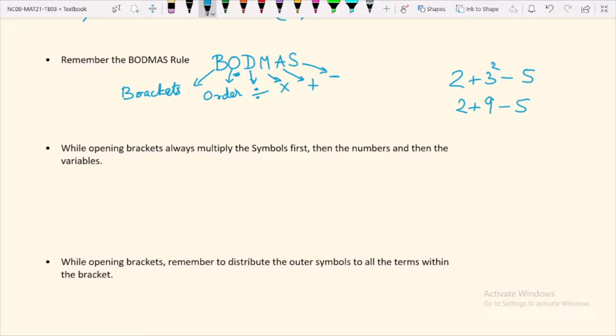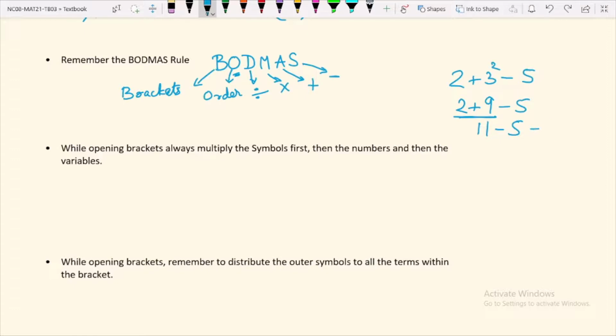Next is addition. So first we have to add these two. 2 plus 9 is 11. So I have to write 11 here, and then I will copy as it is, minus 5. 11 minus 5 is nothing but 6. So 6 is the answer. 6 is the correct answer of this expression.